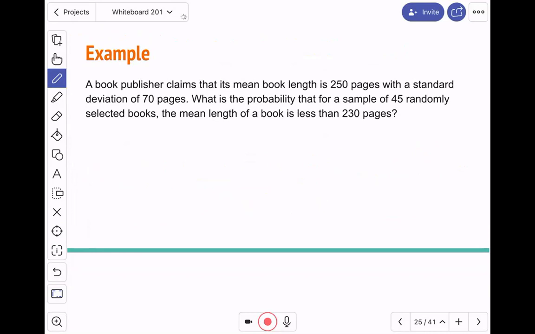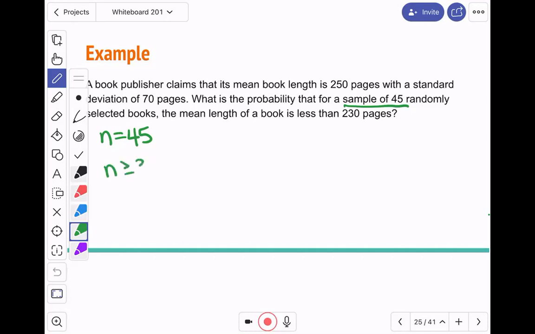The first thing I want to do is identify a sample size. Do I have a sample size here? 45. Thank you. So my N is equal to 45. What is significant about 45? It's greater than 30. So N here is greater than or equal to 30.